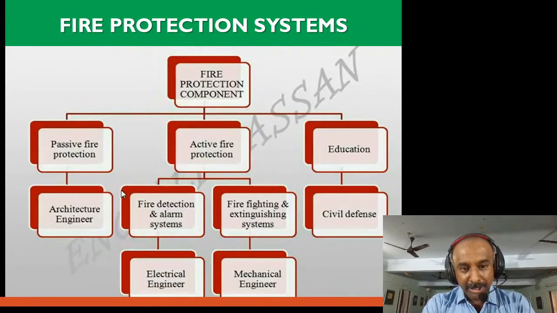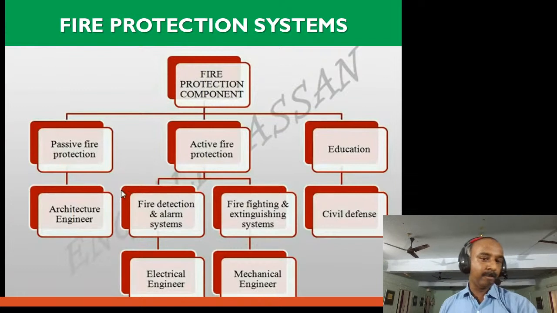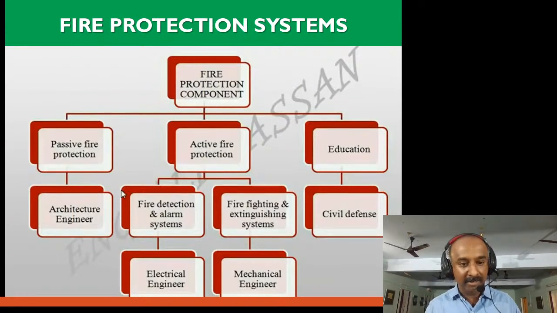It is not mandatory to use this material in the entire building, which is not economical. You can use such material in certain isolated areas. This material includes fire rated doors, fire rated walls, fire rated floors, fire rated roofs. I am not going to discuss the passive fire protection system. It is a very large field and the role of the architectural engineer. I am mainly concentrating on the active fire protection systems.